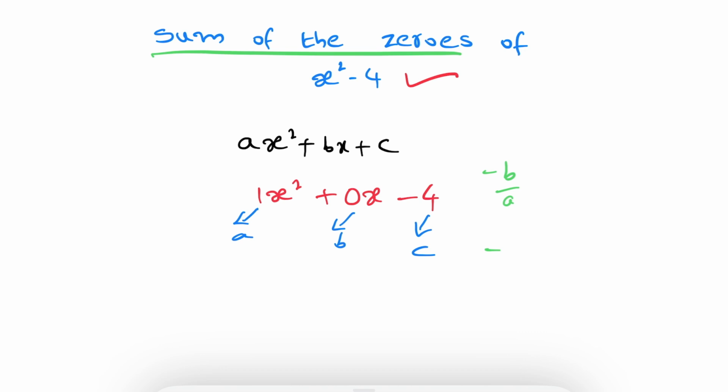So minus as it is, b is 0 divided by a is 1, which is equal to, for 0 negative won't be there, so it is simply 0 by 1. 0 by anything is 0.